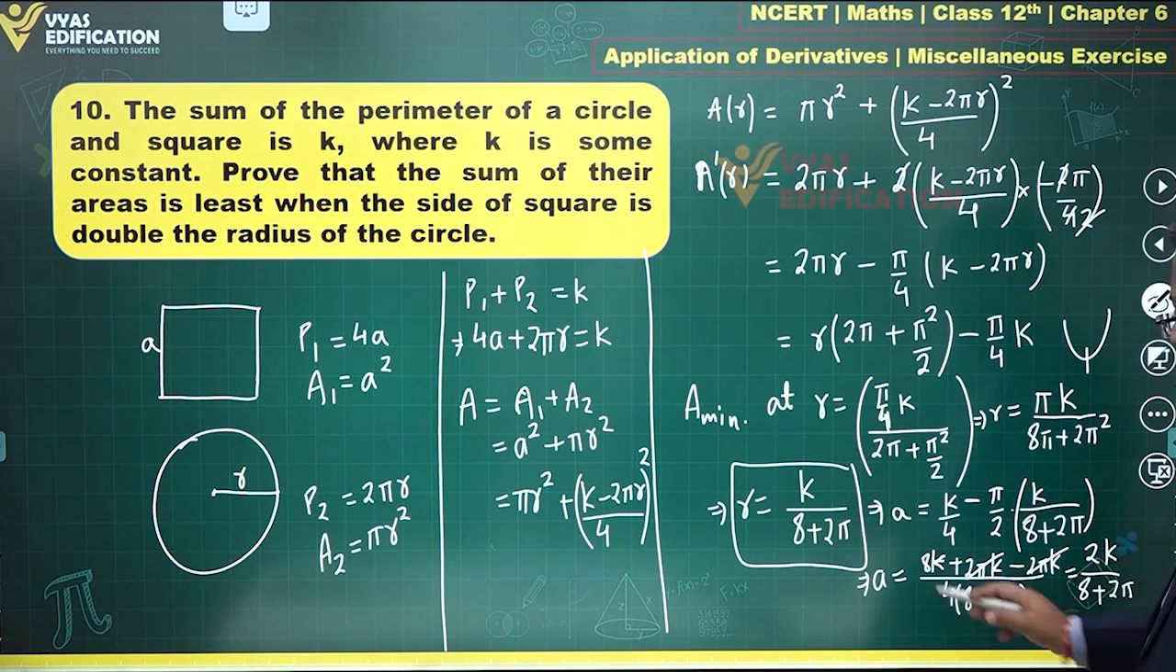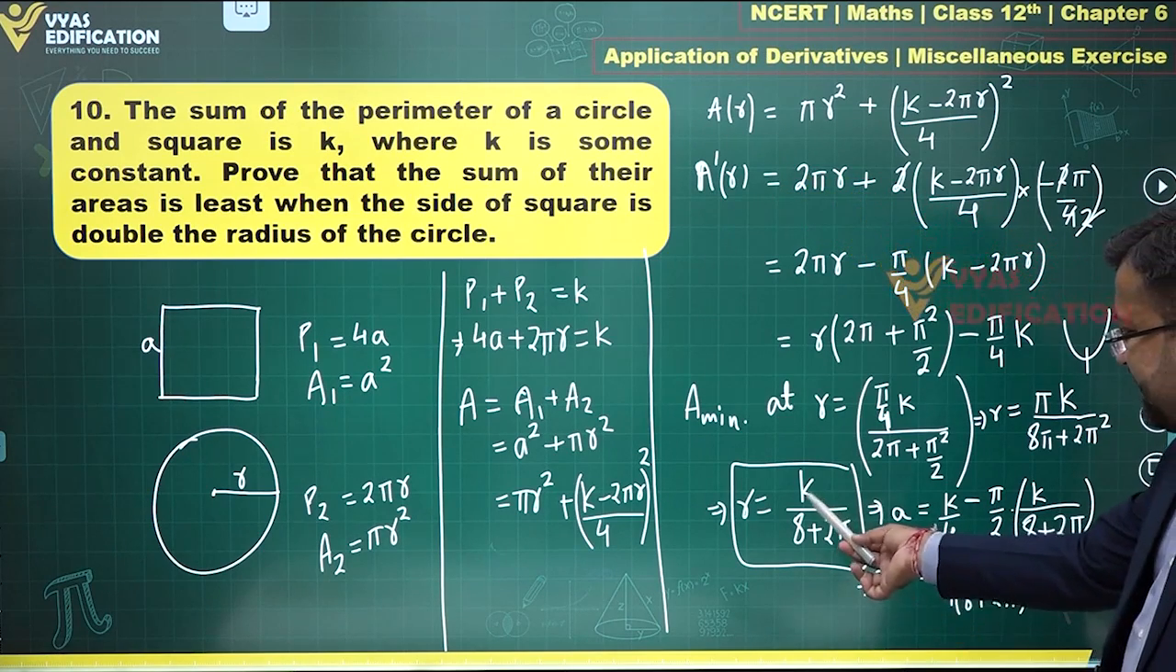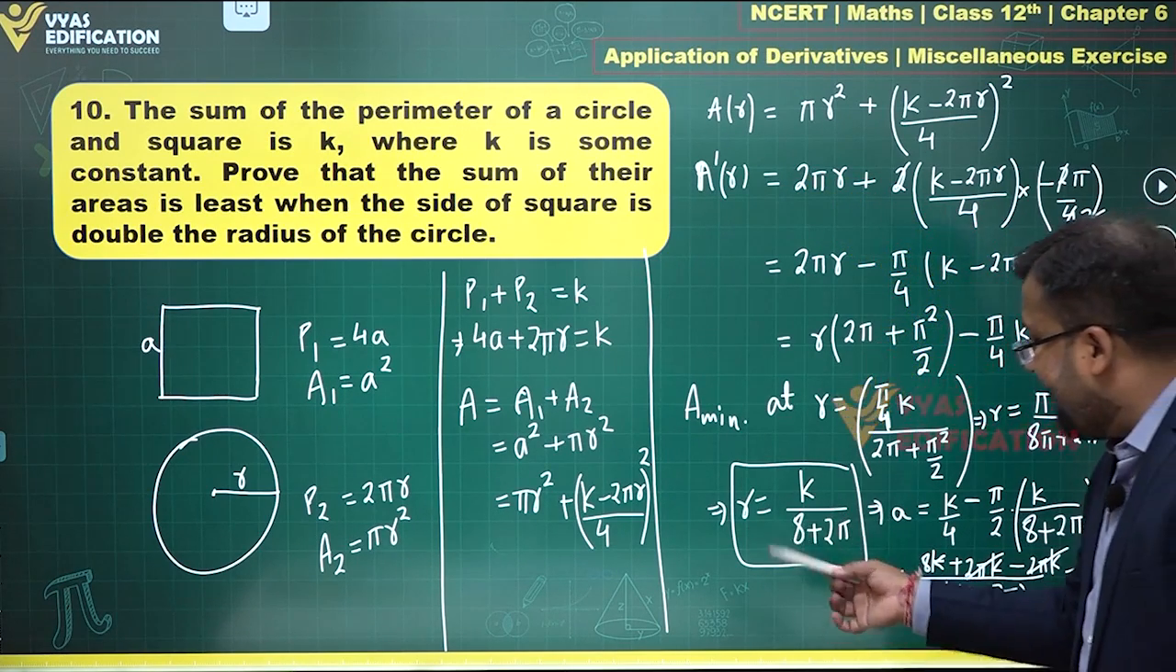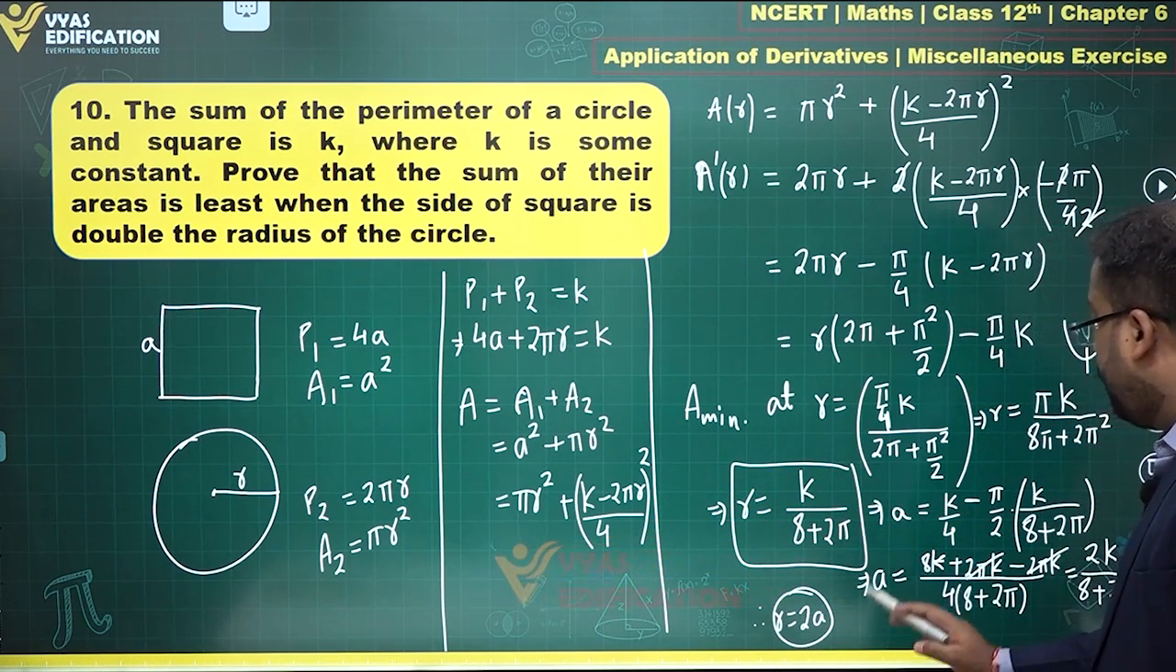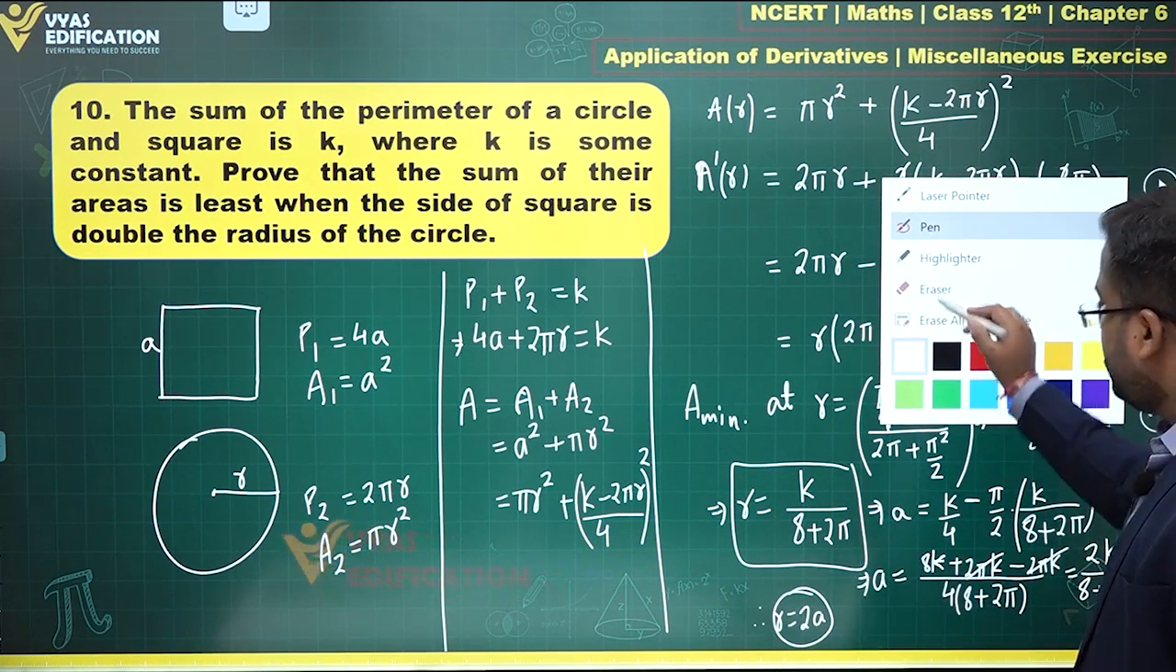Okay, that's pretty interesting. A is equal to 2k upon 8 plus 2 pi. This is k upon 8 plus 2 pi. So yes, R is equal to 2a. This is what you get. Oh, ulta. Just the opposite, not this.